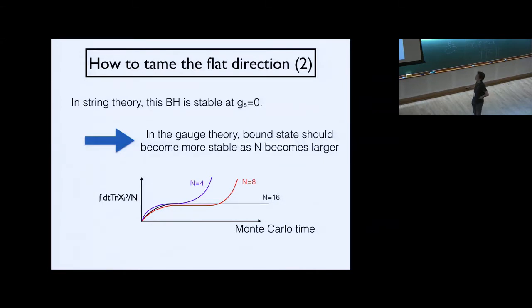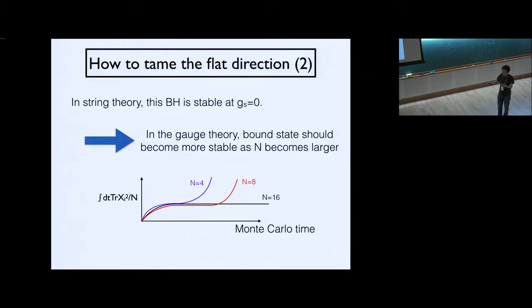But if you increase n to 8, then you have a bit more stable simulation here, but eventually it diverges. If you increase n to 16, it can survive longer. And practically, when n is big enough, during your simulation you never see such runaway behavior. Then you can just safely estimate expectation values using such metastable configurations.